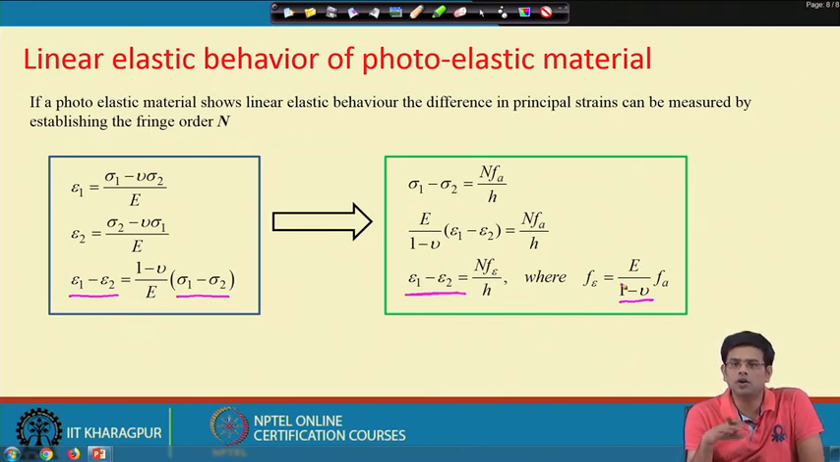So, I stop here today. In the next class we will learn what isochromatic fringes and isoclinic fringes are, what their effect is on this stress optics law, and how we can calculate the isochromatic fringes, and what things they depend on.